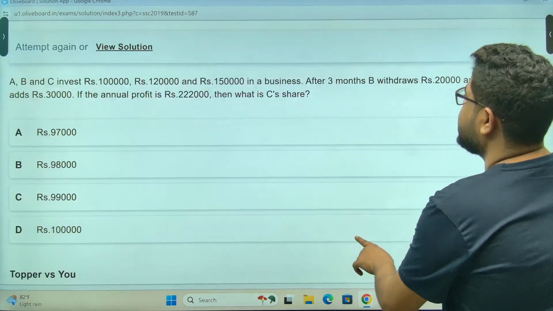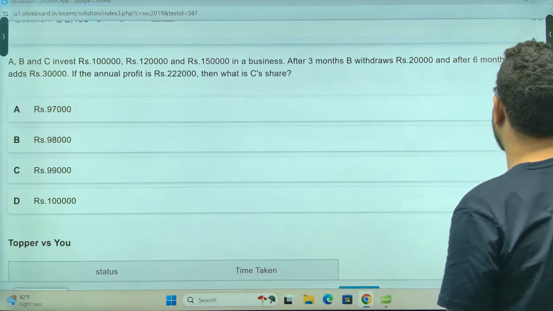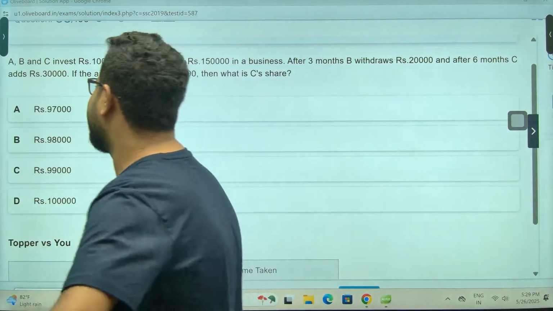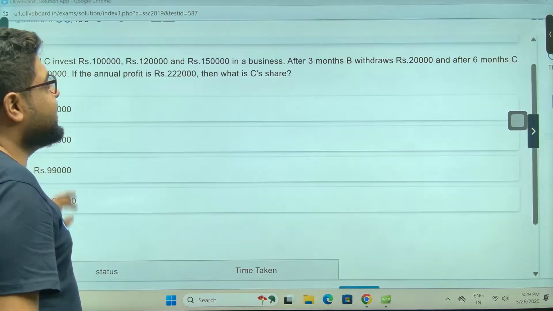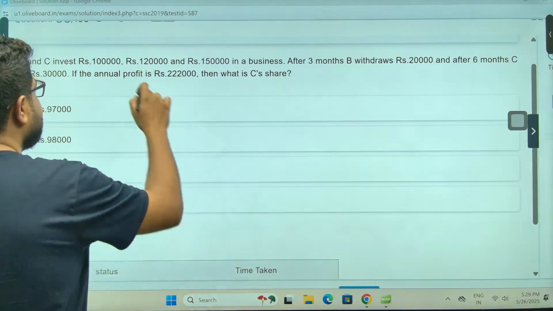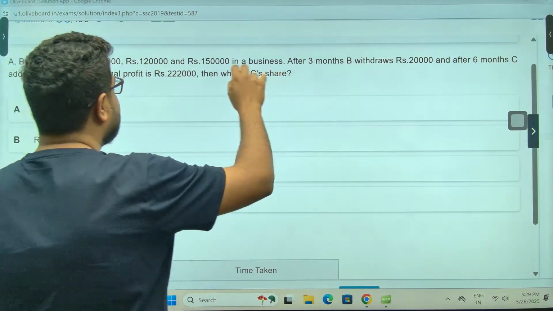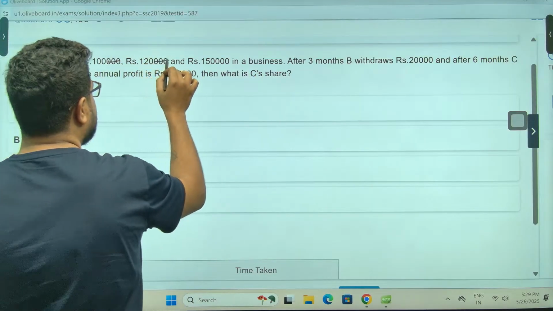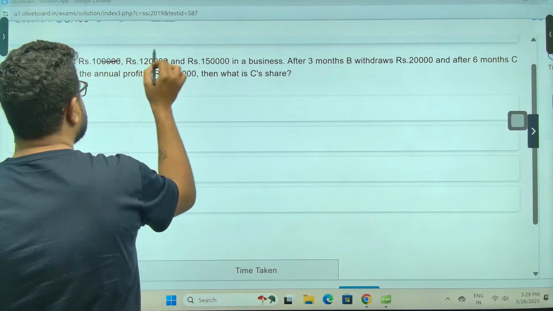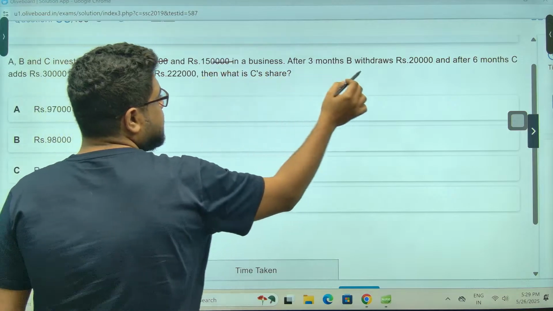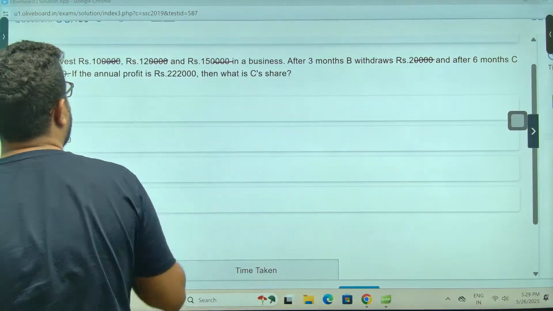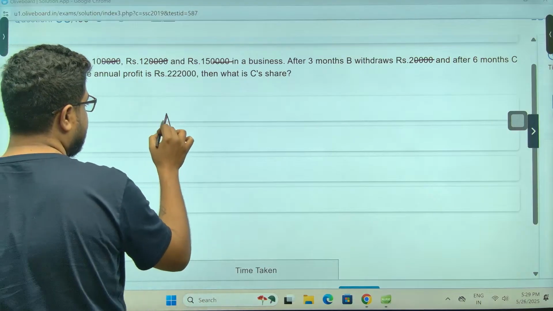So partnership. It's one of the chapters where they cannot even ask you difficult questions. Such an easy chapter. First things first, remove the zeros. 30,000, 20,000, everything has at least three zeros. Let's just remove 4 zeros. A, B, and C.